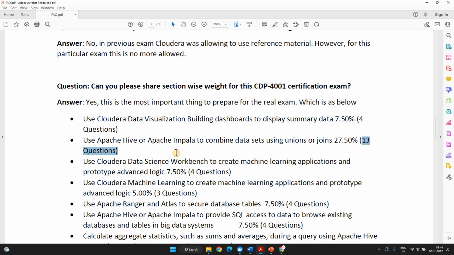So to pass this exam you need to target this. For that, you need to have this section very well prepared, at least, because 13 questions is a very high amount here.